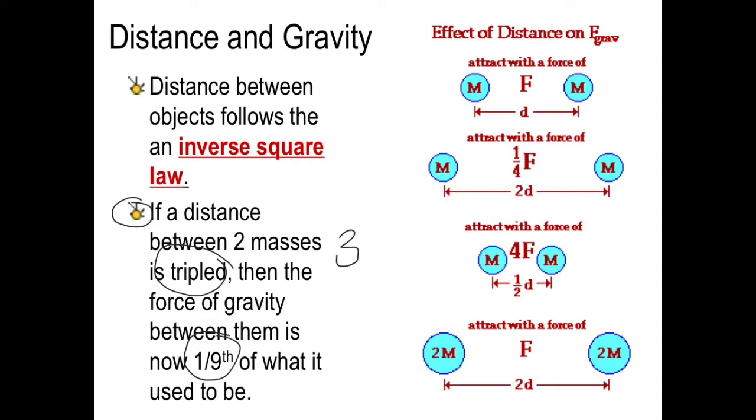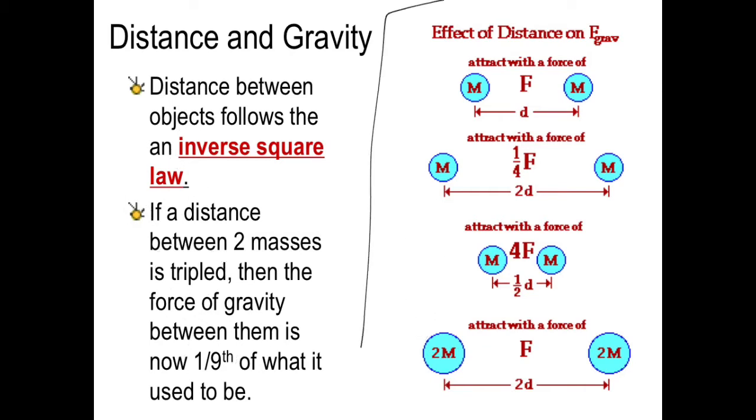It's from the inverse square law. If you do 3 times the distance of what it used to be, the inverse of 3 is 1/3. If I square it, it then becomes 1/9. So originally, the force of gravity between the two objects was a certain amount. But now that you've tripled the distance between them, you've cut the gravity's force down to 1/9 of what it used to be. And it all has to do with this inverse square law.